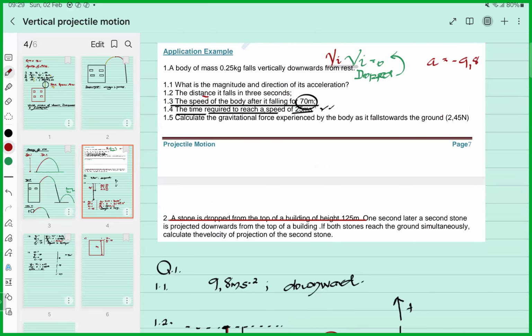One second later, a second stone is projected downwards. Projected means thrown down with an initial velocity from the top of the same building. If both stones reach the ground simultaneously, calculate the velocity of the second stone. I think they meant initial velocity of the second stone, yeah.